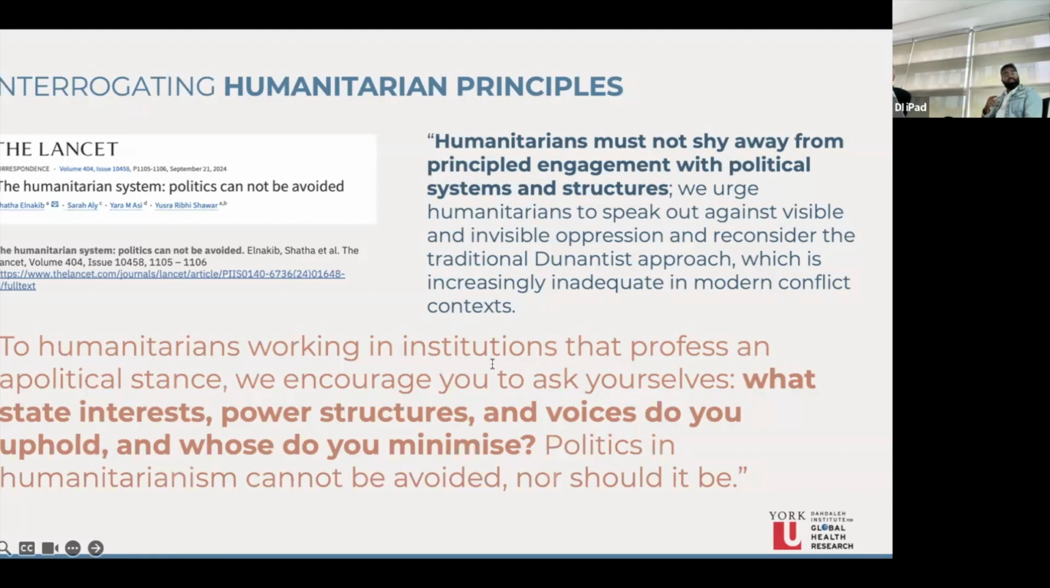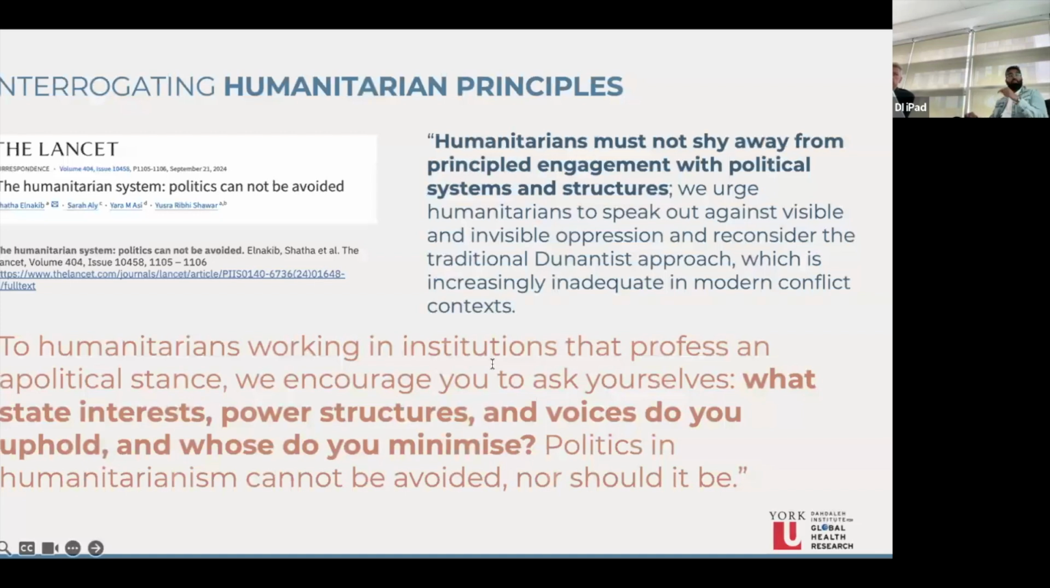The argument that they raise is that if our aid is being utilized to further the harm to the population, or if it is preventing us from addressing the sources of the suffering that we are now continuously responding to, are we actually being humanitarian? And can we remain humanitarians if we do not question the political sources of the suffering that we're trying to respond to? So they ask a really profound question, I think, to humanitarians, asking what state interests, power structures, and voices do you uphold, and whose do you minimize in the response that we undertake?